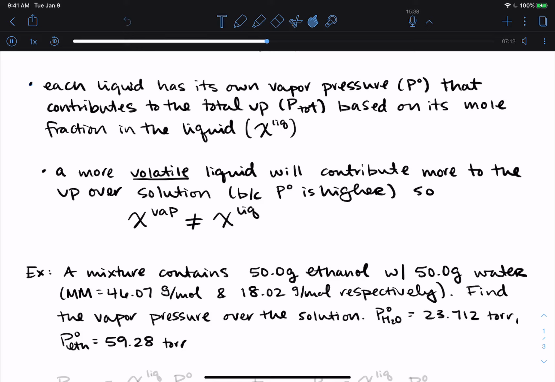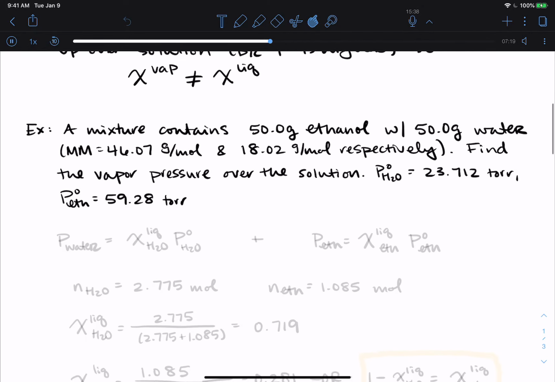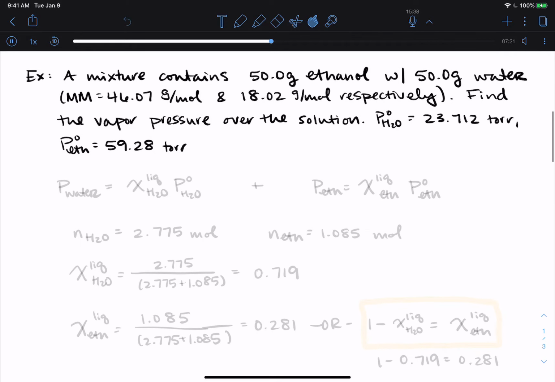So we need to figure out the pressure for each of them and then add them up to get the total pressure, right? Because it says the vapor pressure over the solution, so it wants both of the components added up. So to get my pressure of water, I need chi of water in the liquid and the pure vapor pressure of water.